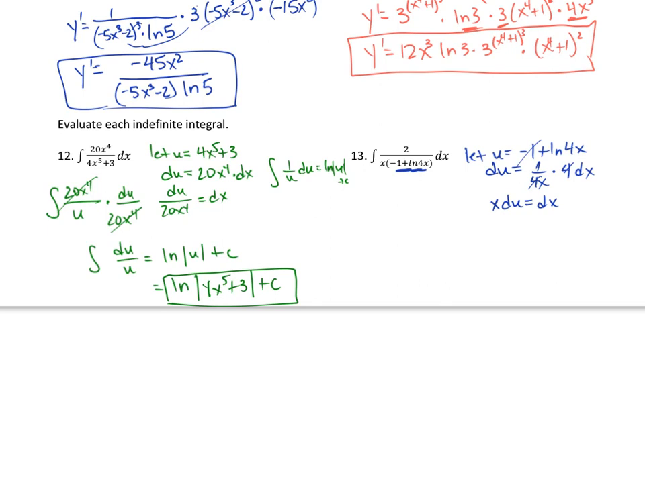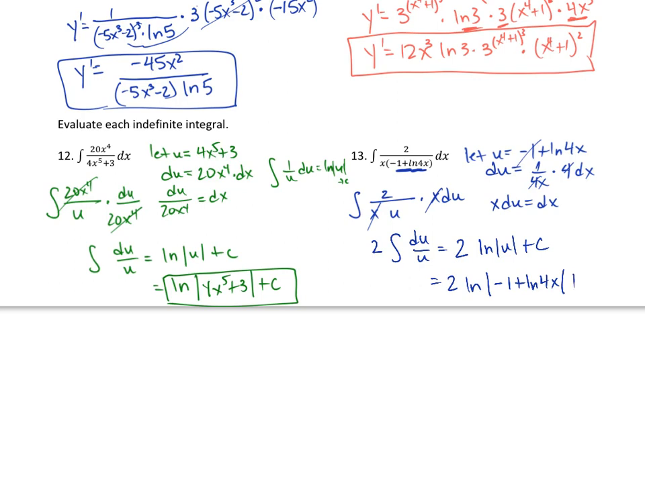So let's substitute this in. So I have the integral of 2 over x times u times, this will be x du. Well, those reduce out. So I end up with 2 times the integral of du over u, and that's just 2 times ln absolute value of u plus c. Let's make our resubstitution, which will end up being negative 1 plus ln 4x plus c.